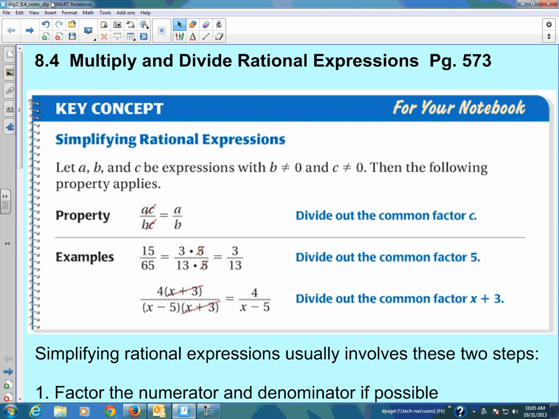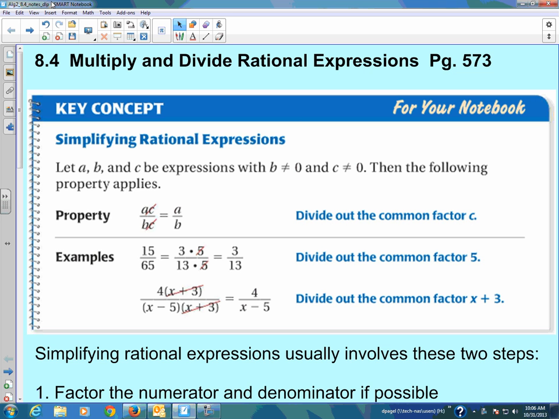Section 8.4, multiply and divide rational expressions. We're going to get away a little bit from the graphing side of things and spend some time looking at simplifying some rational equations and expressions here. Actually, just expressions today. We'll talk about solving rational equations later on in the next couple sections. So this should be primarily a review for us.